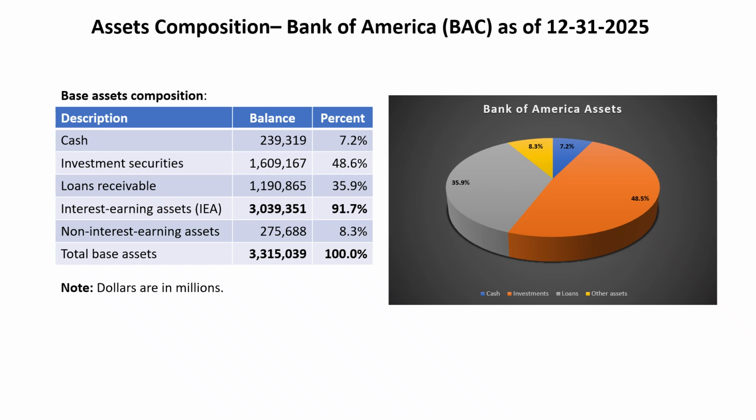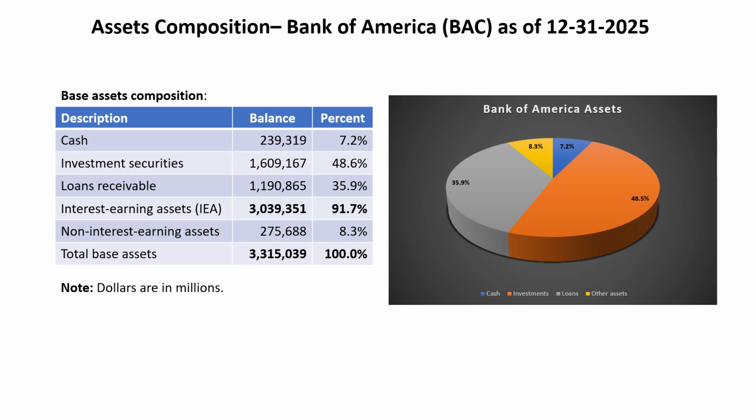Their loan portfolio is about 36%. So their interest earning assets, or assets that actually earn revenue, is about 92% of total assets. The difference is the non-interest earning assets. This would be any of the branches I own, computer systems I own, what have you. If I add all that up, that's 275, and that's about 8% of total assets. From the bank's perspective, you want to make sure that your non-interest earning assets are as low as possible, because you want to have the highest percent of your assets actually earning revenue.